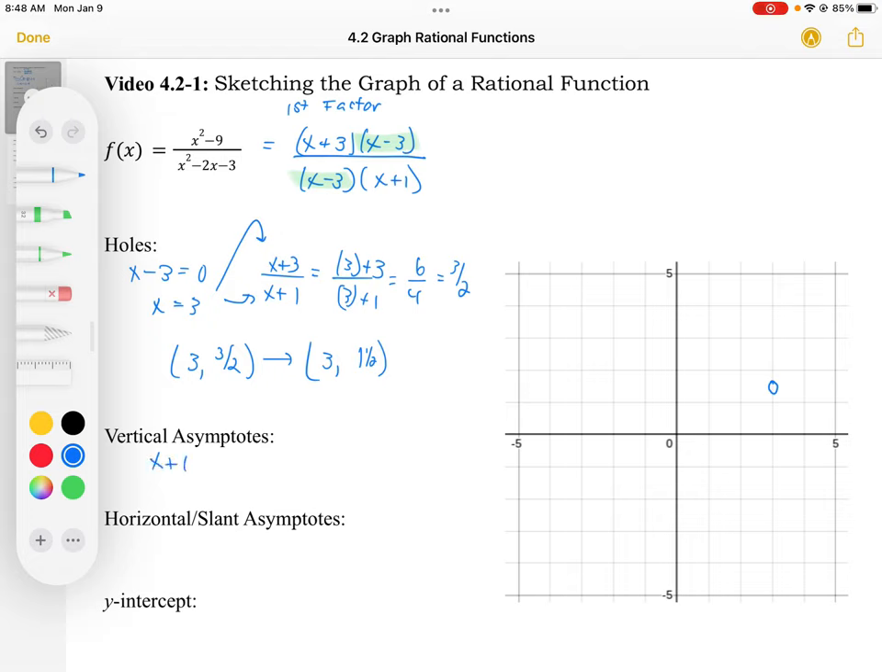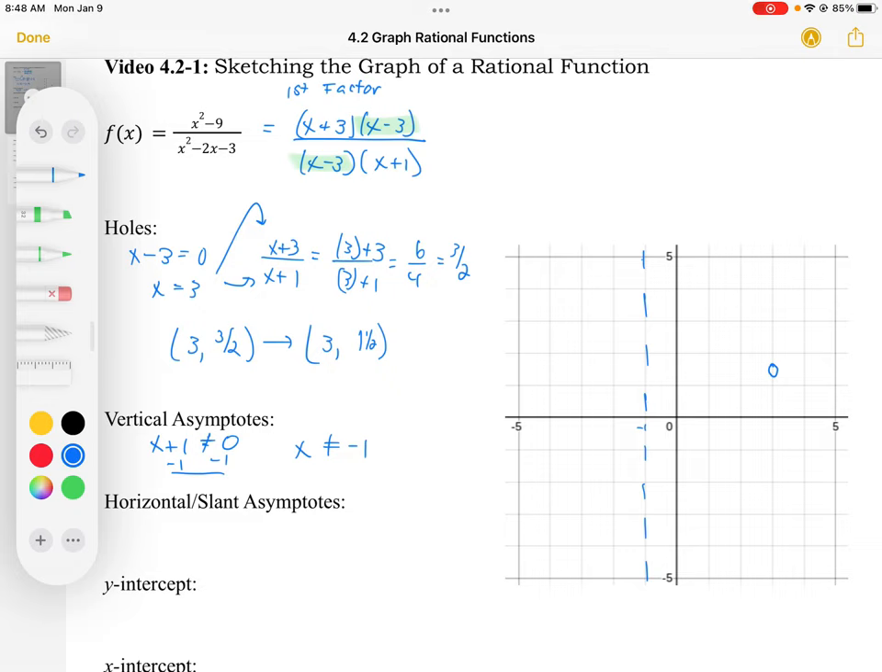Now remember, factors in the denominator cannot be equal to 0, because if they are, then our denominator would equal 0, and that would be undefined. So I'm just going to solve this, and I find that x cannot equal -1. I should put a slash through the equal sign. So x cannot equal -1. So on my graph, I'm going to put a vertical asymptote going through -1. x is -1.